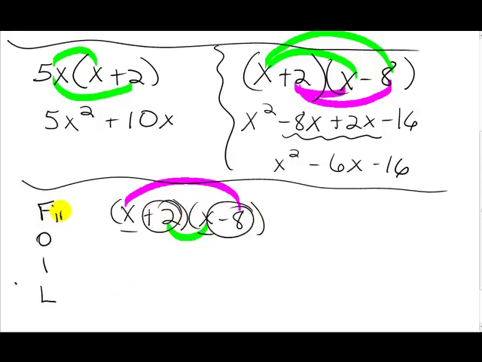So it's first, outside or outer, inside or inner, and then last. And so some people, you'll hear them say they're going to FOIL it. But it's the same thing as doing the first thing times everything and the second term times everything.